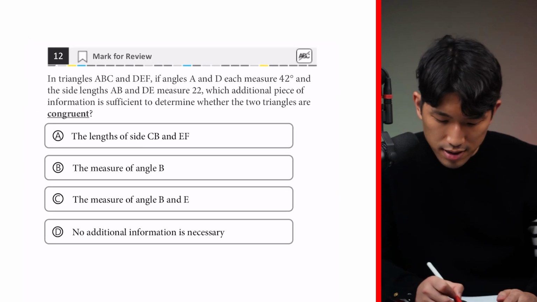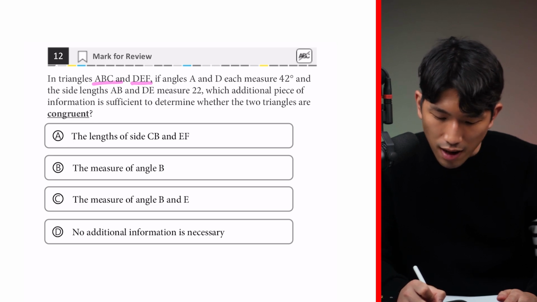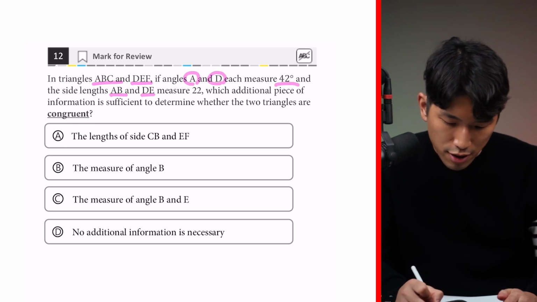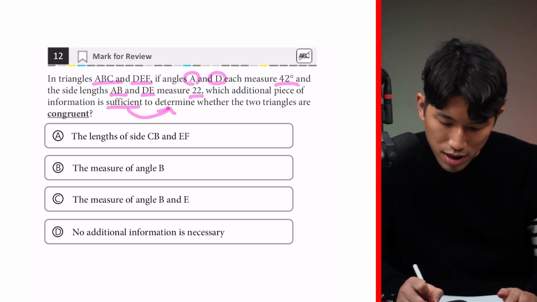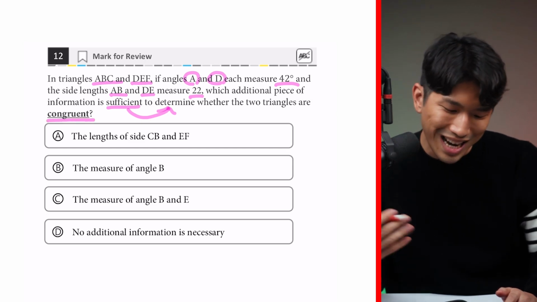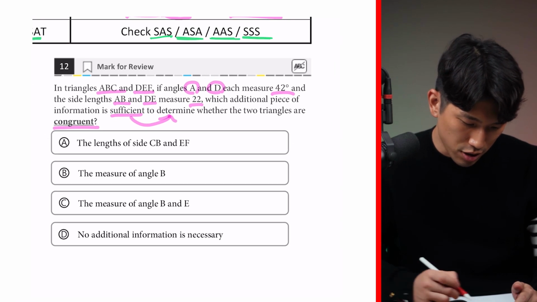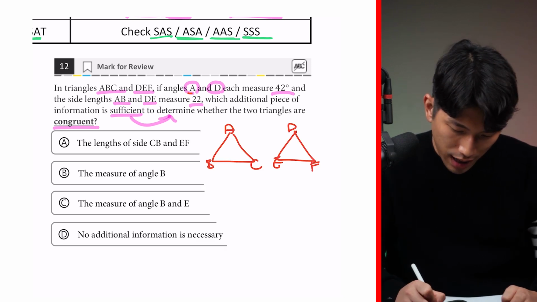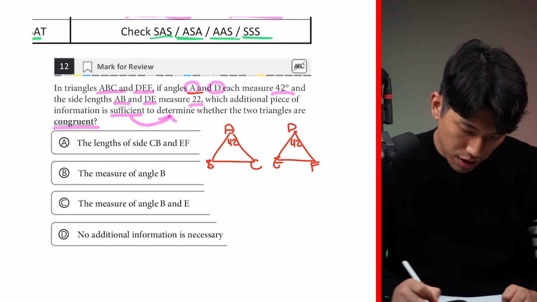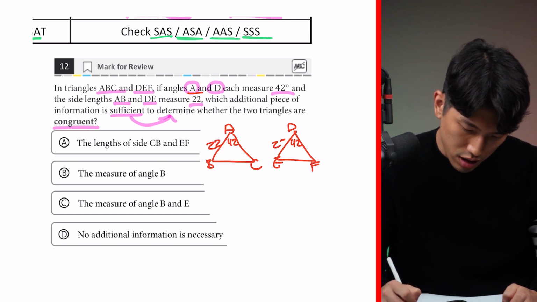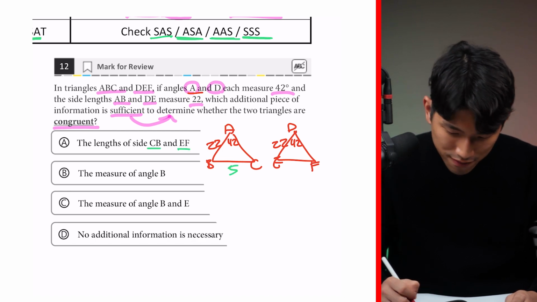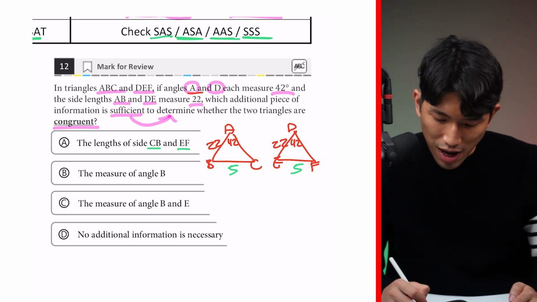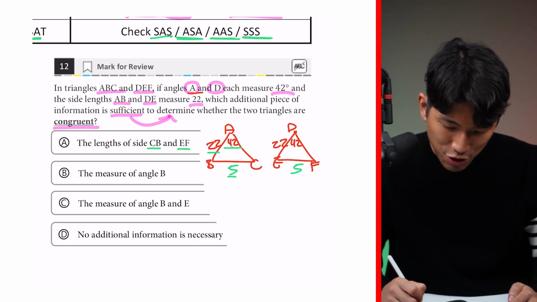Let's look at number 12. The question says, in triangles ABC and DEF, if angles A and D measure 42 and AB and DE measure 22, which additional piece of information is sufficient to determine whether the 2 triangles are congruent or not? And as always, you want to visualize out what the question is telling you. We have A and D is 42, so 42, 42 here, and AB and DE is 22 and 22. And let's look at choice A, length of CB and EF. So let's say we know this as like 5, and EF is also 5. And if you look at what you have, you only have angle, side, and side. You have angle, side, side, angle, side, side.